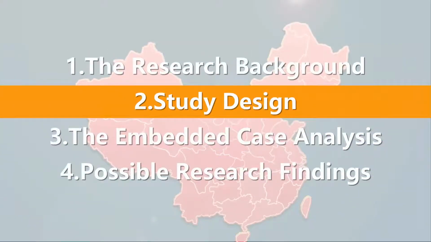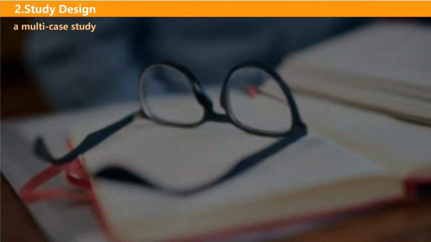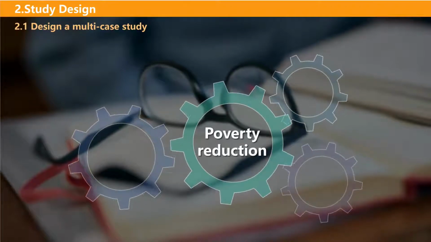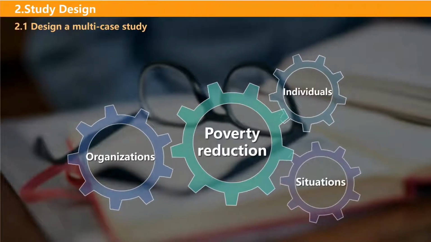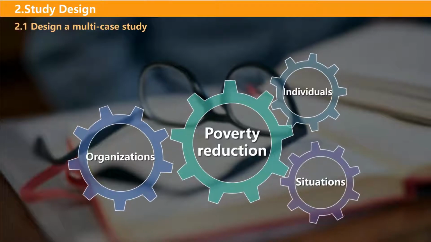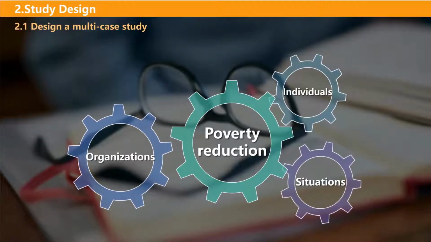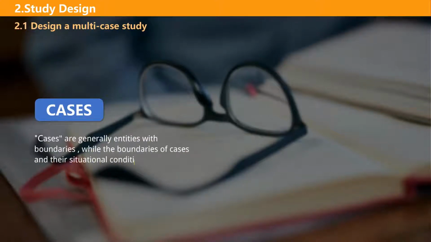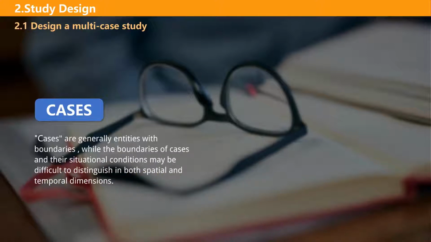2. Study design. 2.1. Design a multi-case study. Poverty reduction is not just a simple economic growth, but a complex system involving multiple factors such as individuals, organizations, and situations. Therefore, the case study method that is good at interpreting and understanding the real world is chosen. Yin believes that cases are generally entities with boundaries, while the boundaries of cases and their situational conditions may be difficult to distinguish in both spatial and temporal dimensions.